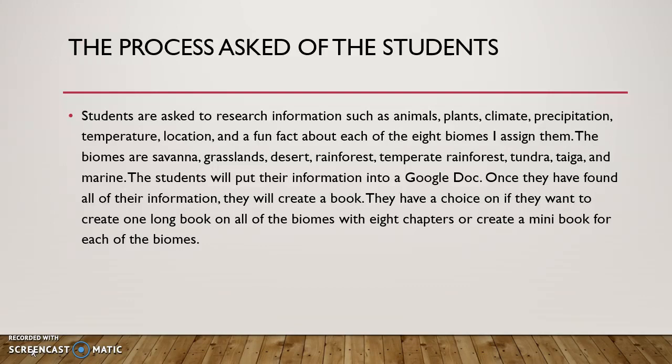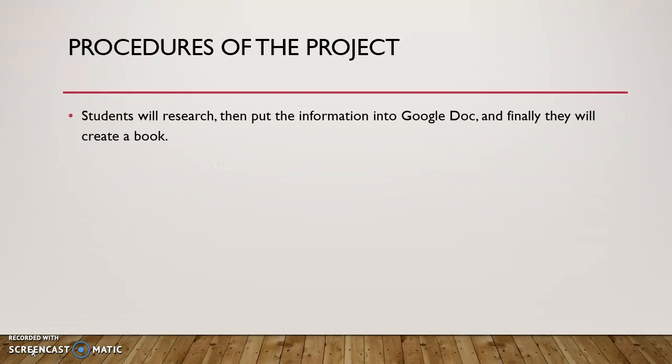The students will put their information into a Google Doc. Once they have found all of their information, they will create a book. They have a choice on if they want to create one long book on all the biomes with 8 chapters, or create a mini book for each of the biomes. Procedures of the project. Students will research, then put information into a Google Doc, and finally they will create a book.